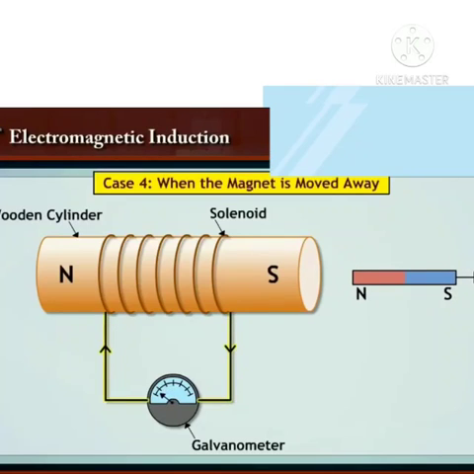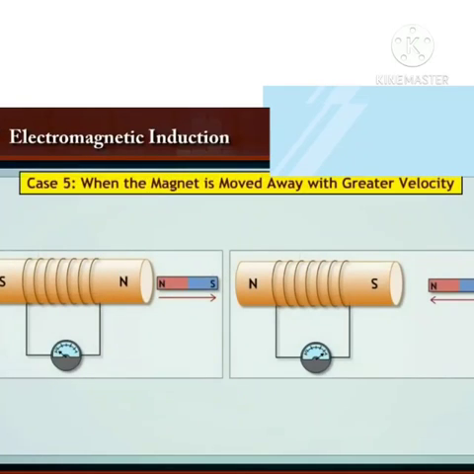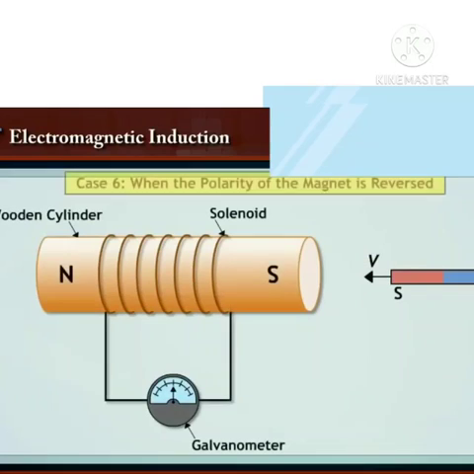If the magnet is moved away from the solenoid, current flows in the opposite direction. Thus, the galvanometer deflects towards the left direction. The deflection increases if the magnet is moved away with greater velocity.